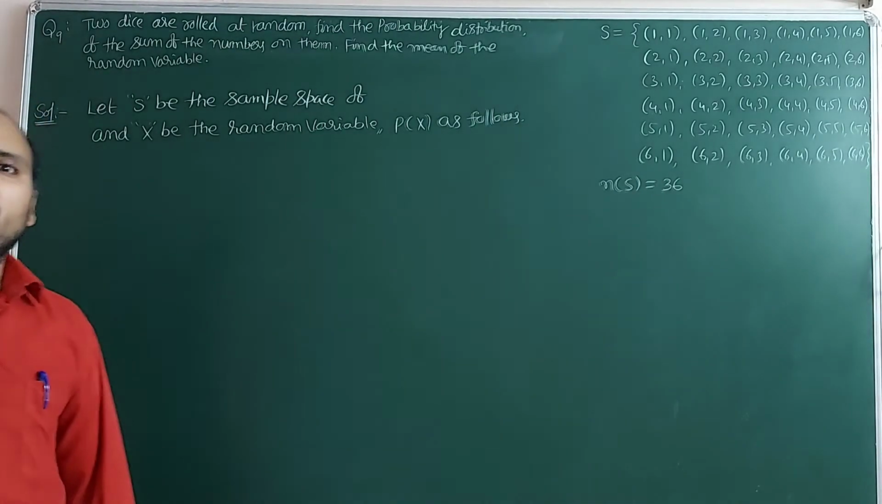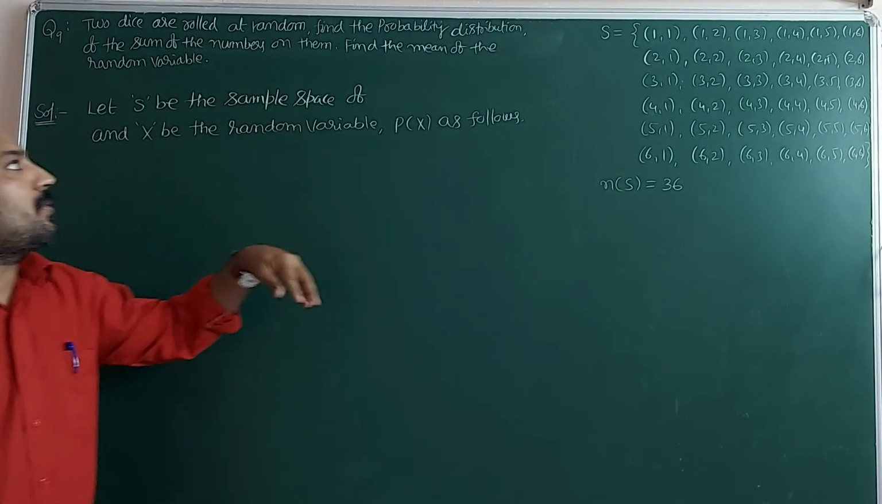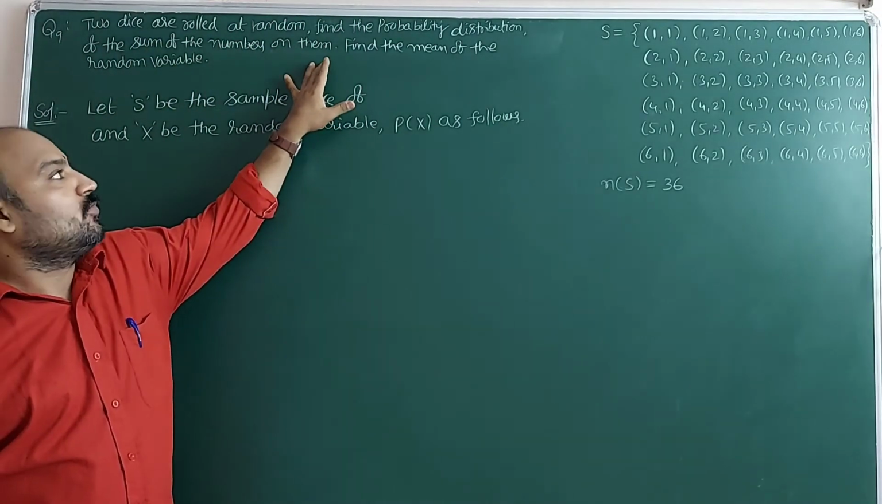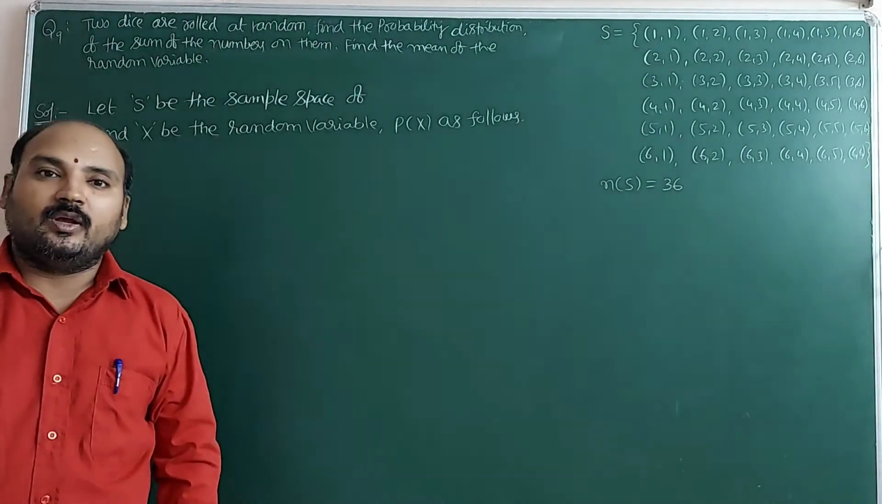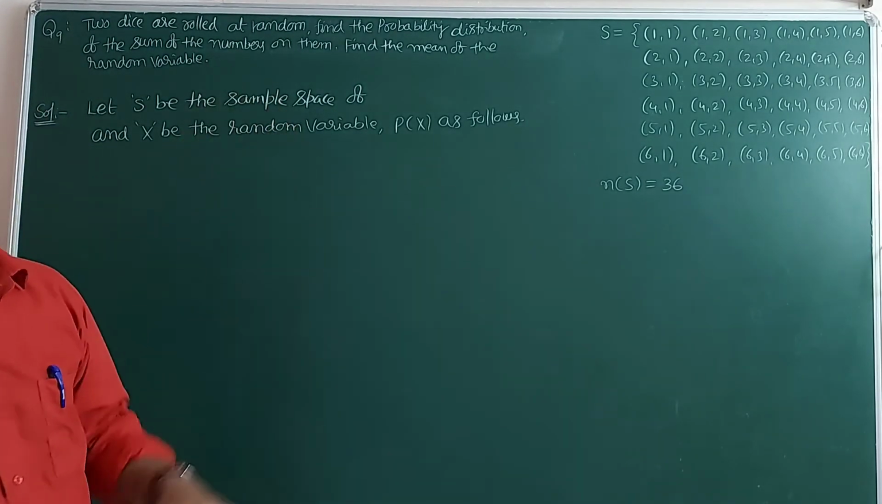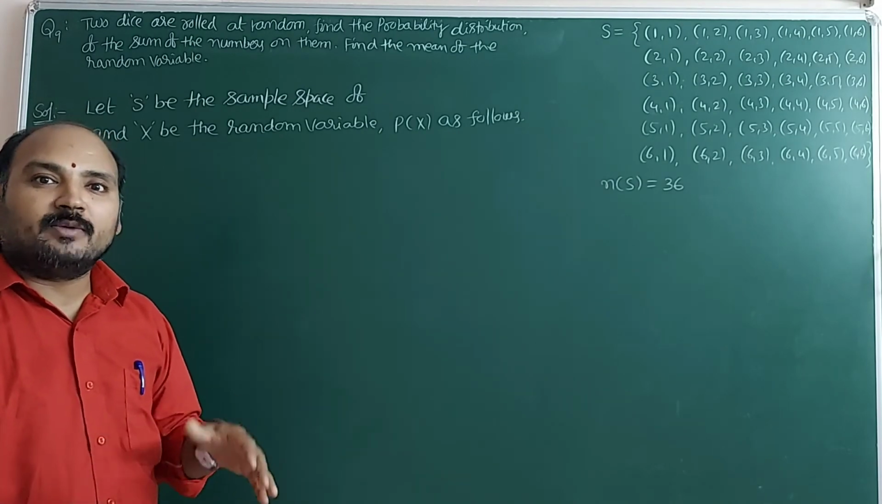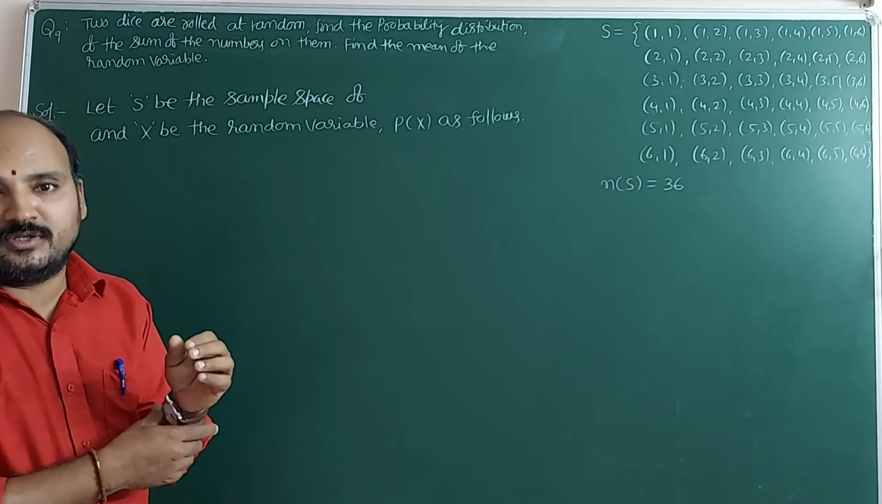The next question, number 9. 2 dice are rolled at random. Find the probability distribution of the sum of the numbers on them. Find the mean of the random variable. Whenever questions like these are given, we need to get the table from the given information.